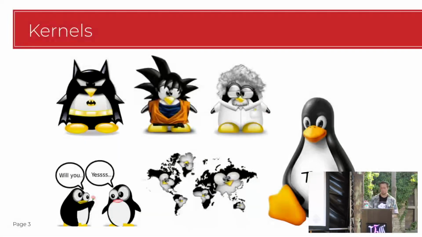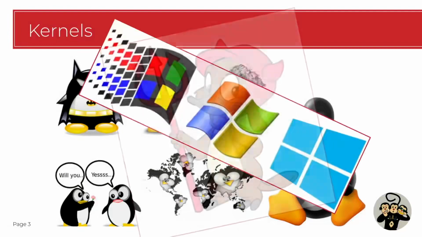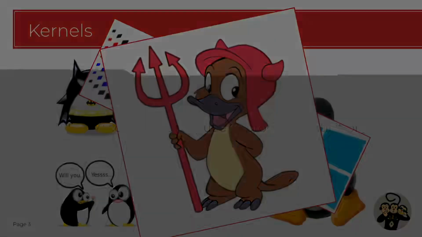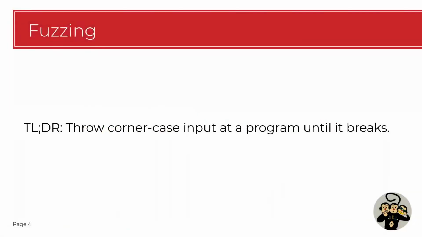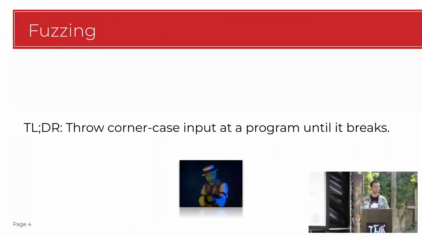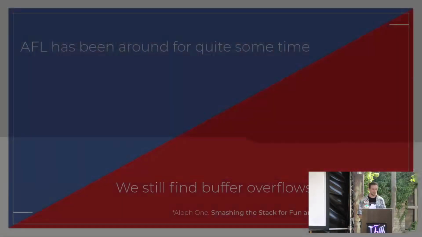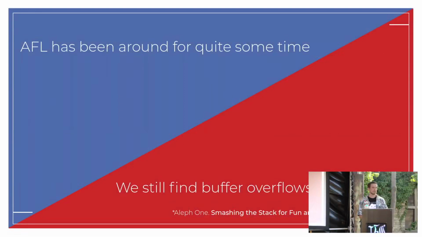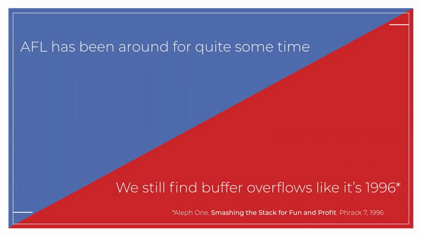So, yeah, kernels, you all know what kernels are. Kernels are these things. Fuzzing, I think you also all know what fuzzing is. Fuzzing is basically shooting at things until they break. It's not that interesting. But still, AFL, which is the main known coverage guided fuzzer, has been around for quite some years, but we still find loads of bugs. That doesn't make any sense. We shouldn't have any bugs anymore. Why do we still have bugs even though we have fuzzing now?